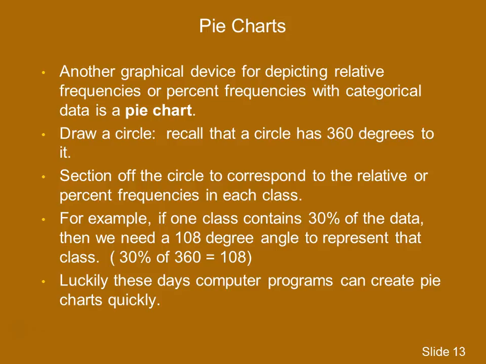Now, in the old days before computers, and when you had to do things like this by hand, if, say, a class contained 30% of the data, then you'd want to make sure that 30% of the pie represented that category. Well, you'd have to remember that since a circle has 360 degrees, 30% of 360 would be a 108-degree angle, and you'd have to draw yourself a 108-degree angle. These days, computer programs can generally do that much faster than most people can do it.